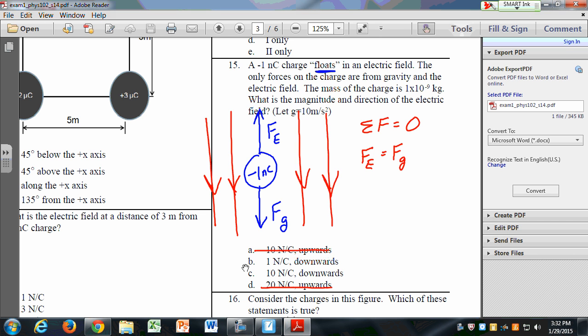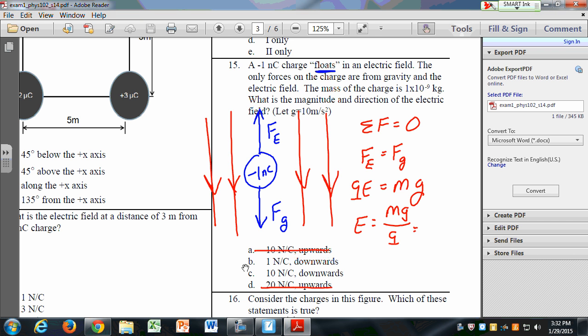All right, so this is kq over r squared. I'm sorry, not kq over r squared. F is equal to QE. That comes about from our definition of the electric field. And this is equal to m times g. And now I'm trying to solve for E, so it's just mg over q.